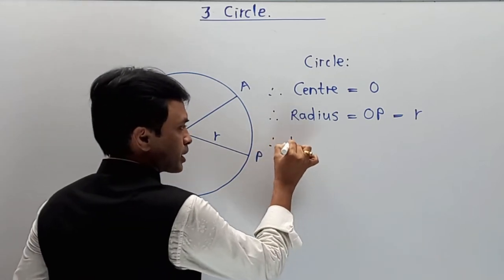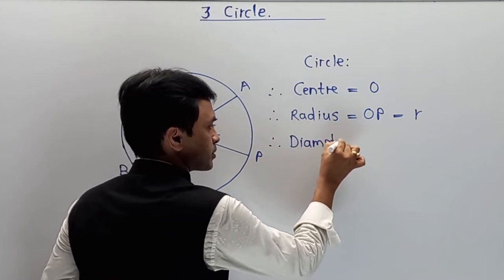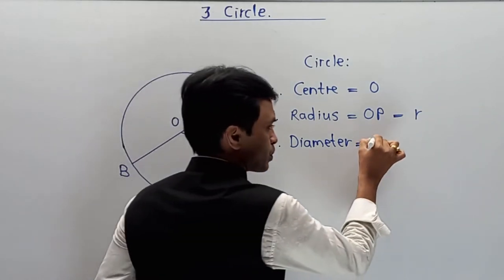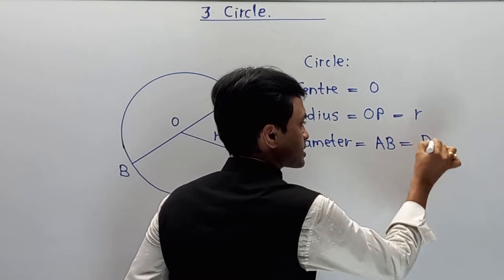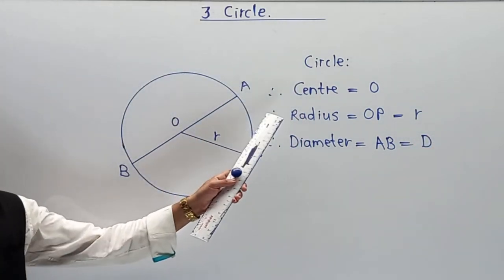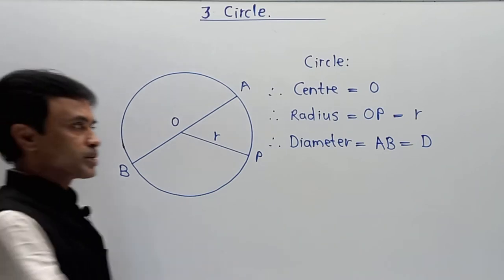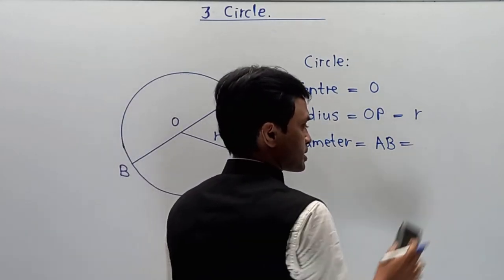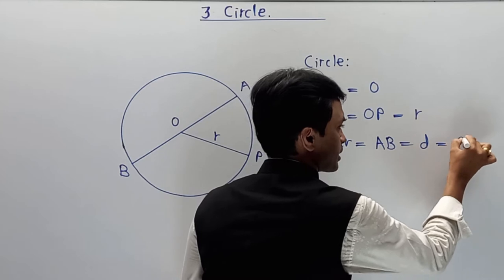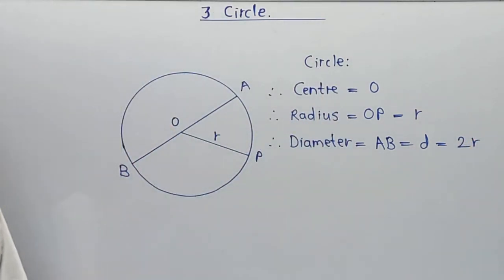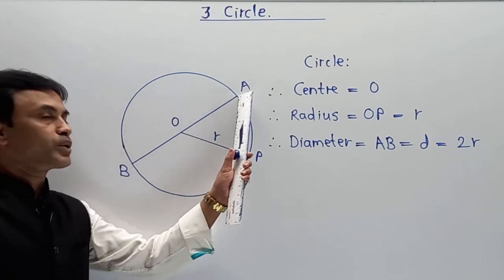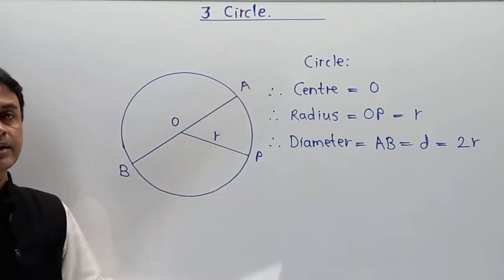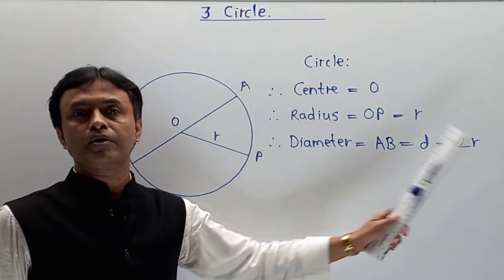So the next concept over here is called diameter. Here this diameter is AB, and it is indicated as D. Sometimes we indicate it by capital D, sometimes small d, but generally we indicate it by small d. And the speciality is that this diameter is 2 times the radius. Now why is it 2 times the radius? Because O to A is 1 radius and O to B is 1 radius, and it is a straight line. Therefore, diameter is nothing but 2 times the radius.